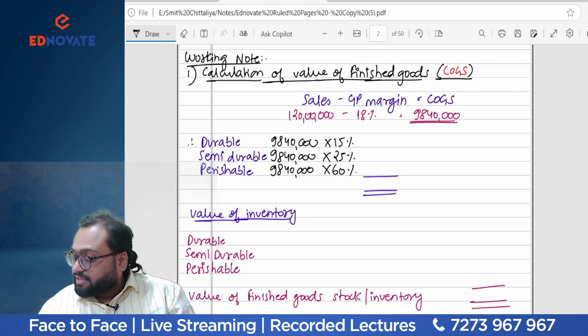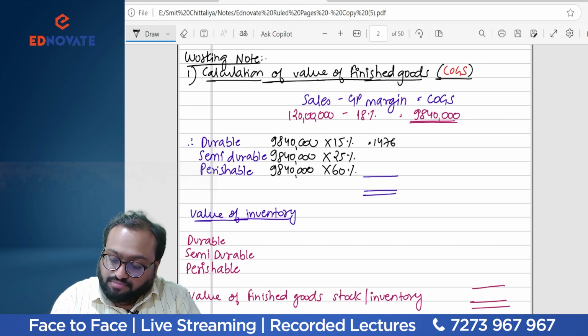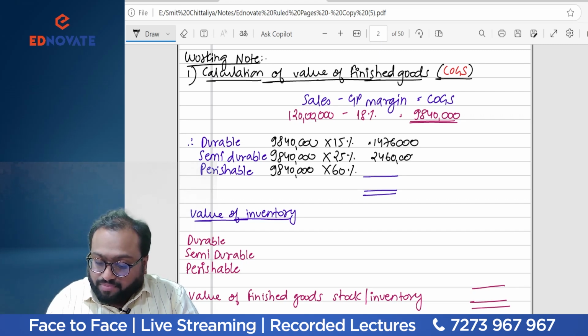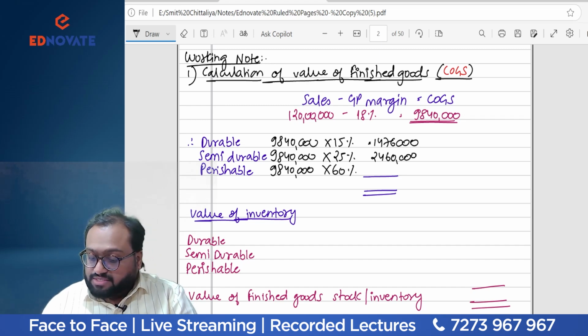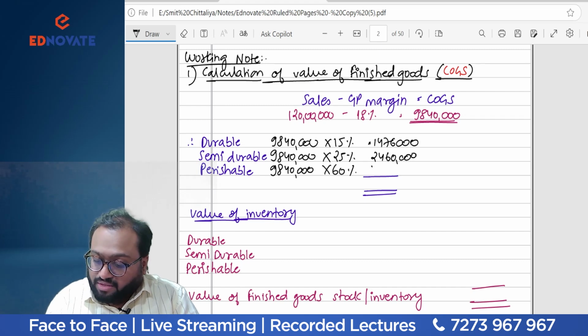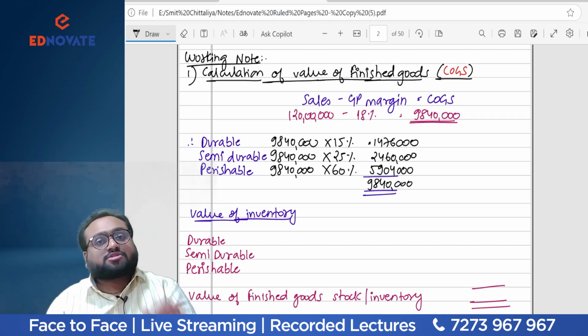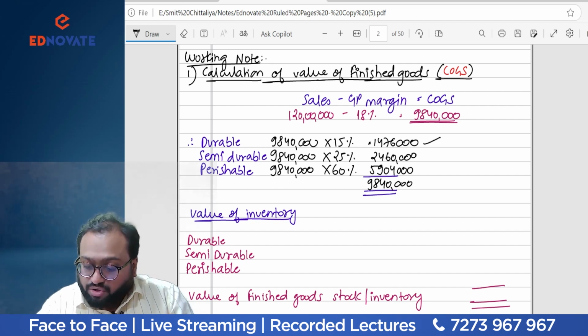98 lakh 40,000 into 15% will be 14 lakh 76,000. Do you agree? 25% will be 24 lakh 60,000, and 60% will be 59 lakh 4,000, and this will come to a total of 98 lakh 40,000. So my finished goods has three components: durable, semi-durable and perishable. Now this is the value of each of them.